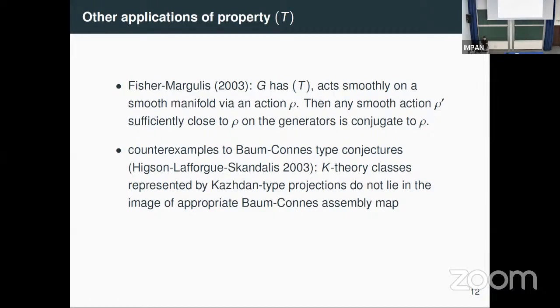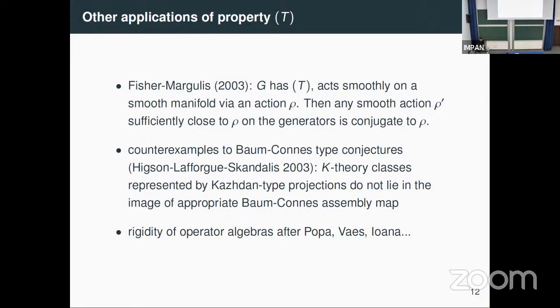And so there are counterexamples. The conjecture is still open, but there are counterexamples to certain versions of this conjecture. And the only source of these counterexamples is again property T, because once you have property T, you can construct certain projections in certain C-star algebras. Projections are non-commutative bundles, so they give rise to K3 classes, and these K3 classes tend to not lie in the image of the appropriate Baum-Kohn assembly map, while the conjecture would imply the map should be surjective. So this is how you can do this.